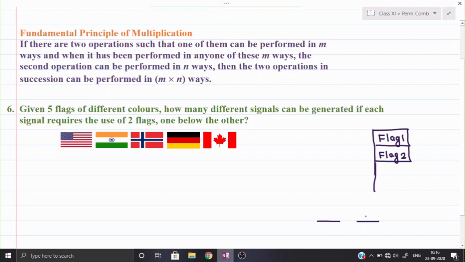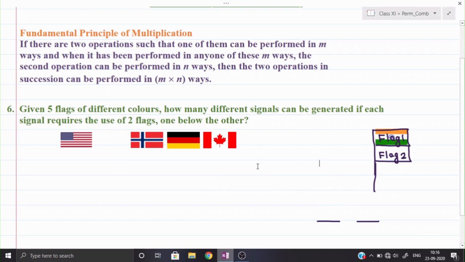Total places required here are 2. These 2 places I need to arrange, because flag 1 position will be one place over here and flag 2 will be the other position. Now they are saying you have to use these 5 different flags. By how many ways can you arrange? Now think, suppose I keep the flag of our country at the beginning. Suppose this flag, I keep it here, just for example I am showing you.